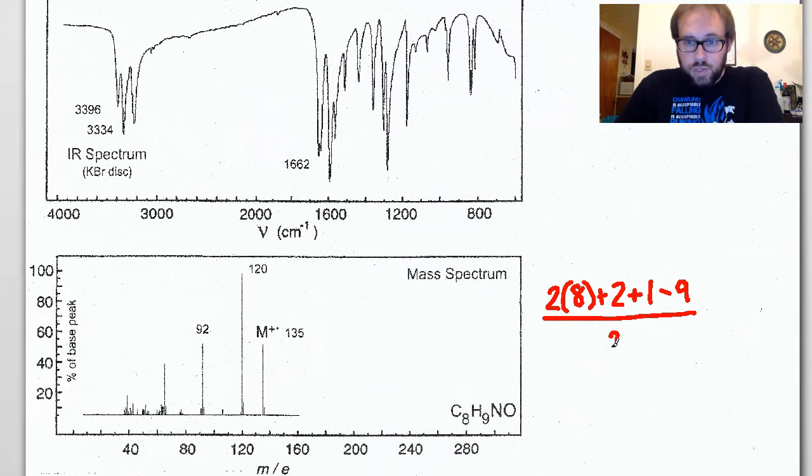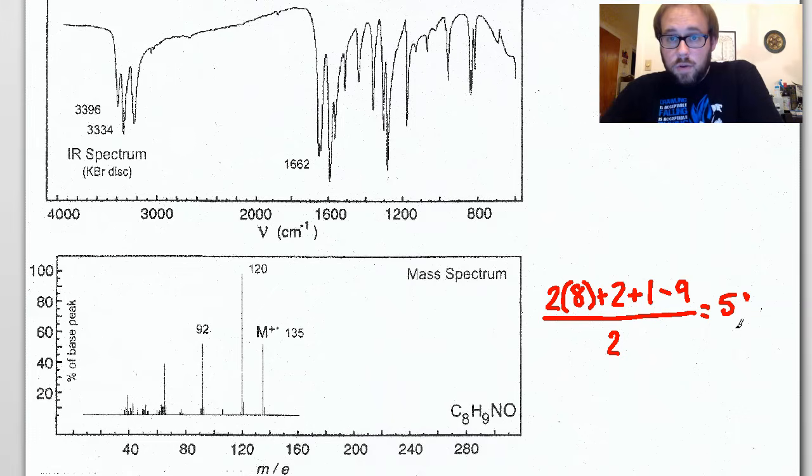So you divide by 2, and if you solve for all of that, you're going to find 5 degrees of unsaturation. So this is already going to suggest that we likely have a benzene ring and then some other type of degree of unsaturation. So maybe we have a carbonyl, maybe we have an alkene somewhere, but we have to determine that based on further spectroscopy.